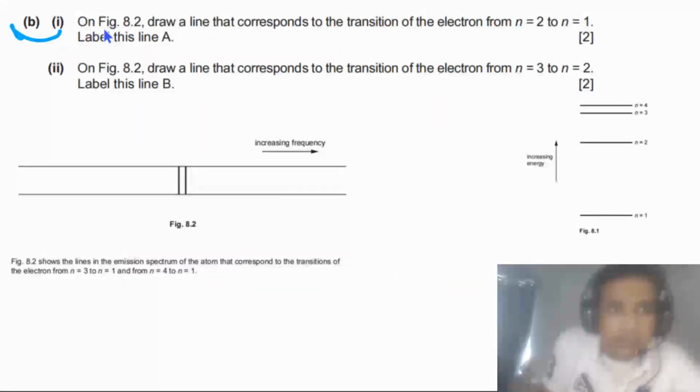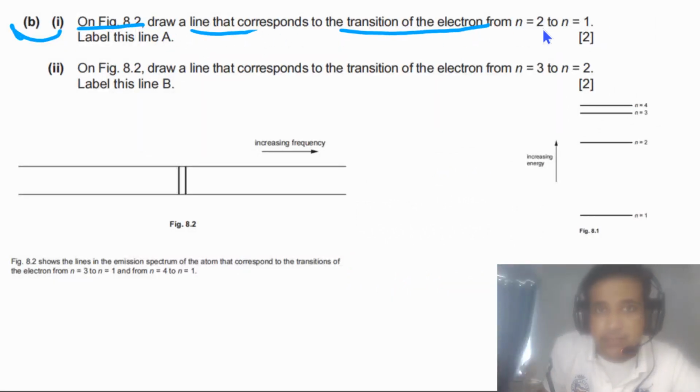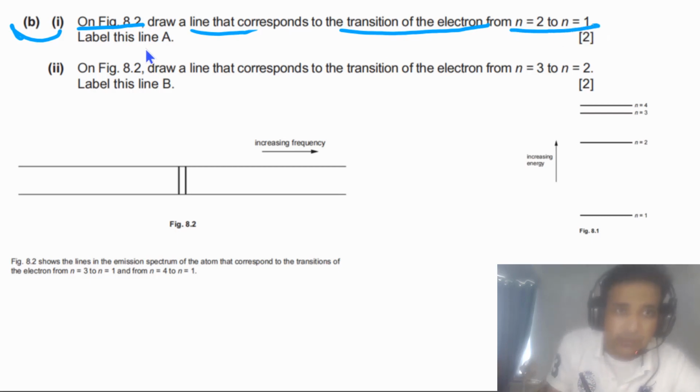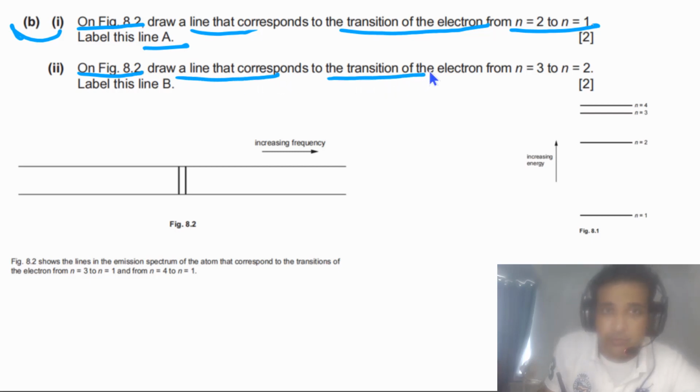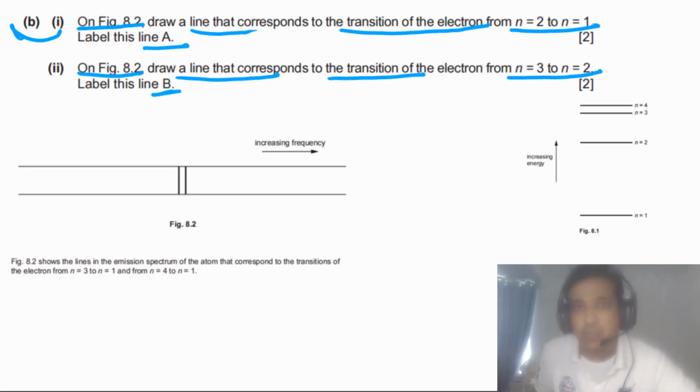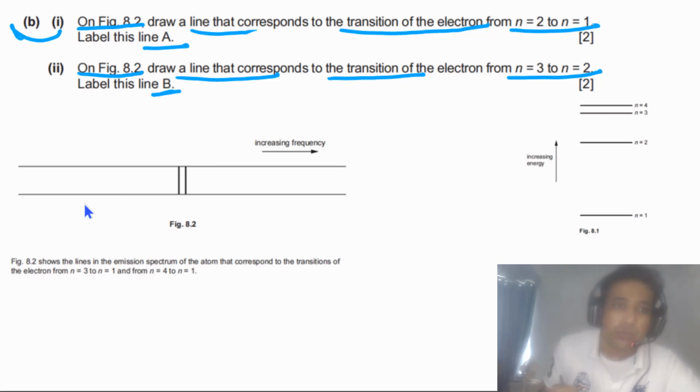Part B1 says, on figure 8.2, draw a line that corresponds to the transition of the electron from N2 to N1. Label this line A. For the second part on figure 8.2, we also need to draw a line that corresponds to the transition of the electron from N3 to N2, and we need to label that line B.